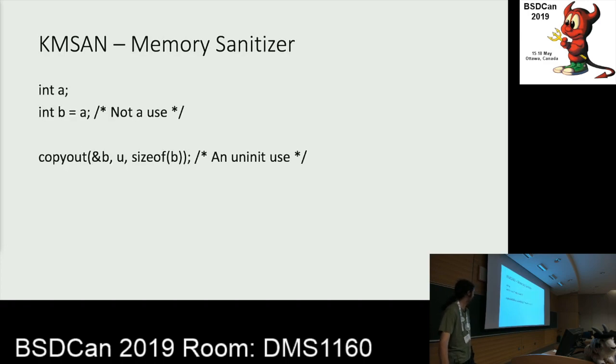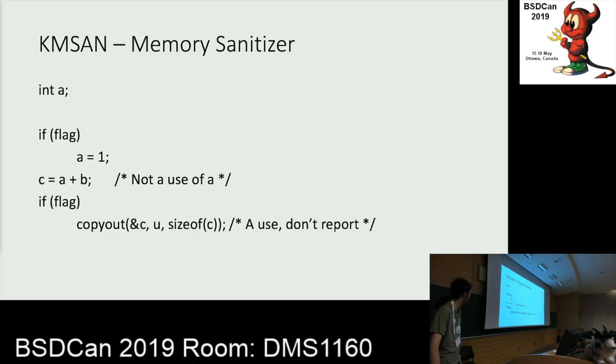So in my example, we've got an int A. We haven't initialized that at this point. We've got int B. That's not a use because it's not a conditional, it's not a pointer dereference, and we haven't yet copied it out to user space. When we do this copy out, this is definitely a use, because this is now our stack, and we are leaking stack information to user space. So it's definitely an uninitialized use at that point.